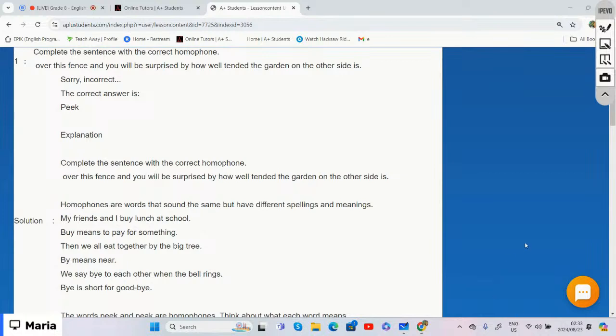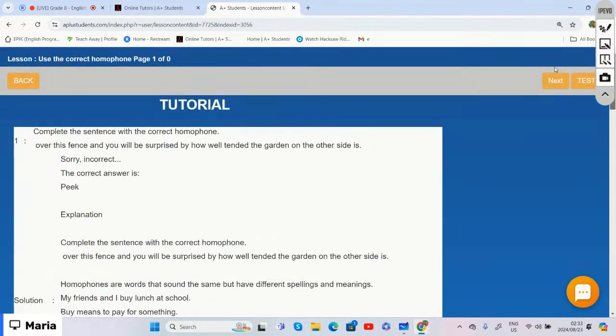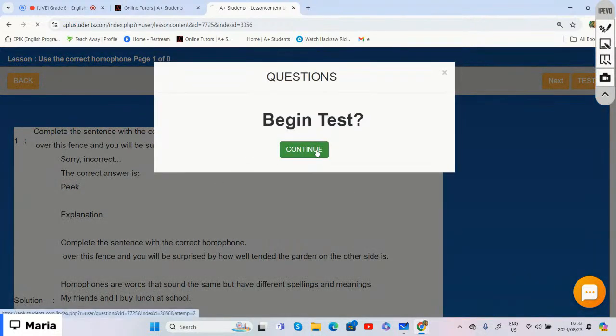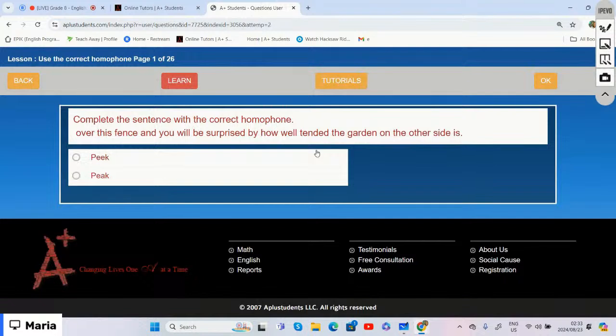All right. So now we're going to our test. So now we're beginning the test. We're going to complete the sentence with the correct homophones, right? It says, peek over the fence, and you will be surprised by how well tended the garden on the other side is. What over the fence? Do we say peek, which is the first word, or the second option, peak? Which one is correct?